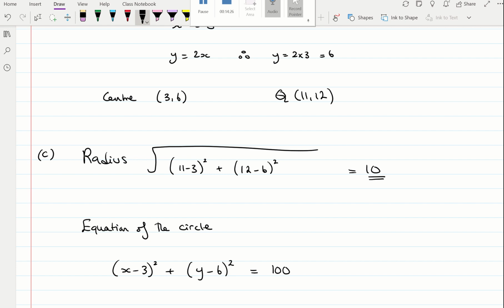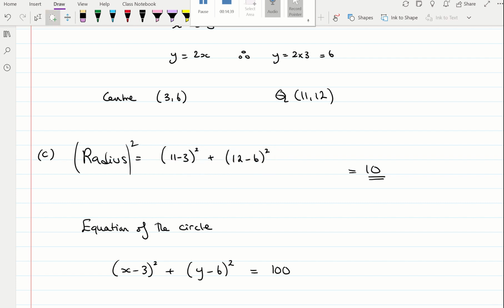And if you want to find the radius squared straight away, you probably can just take that out. So if you put the radius squared and put the workings without the square root, you will immediately get your 100. So this is section 2.5.